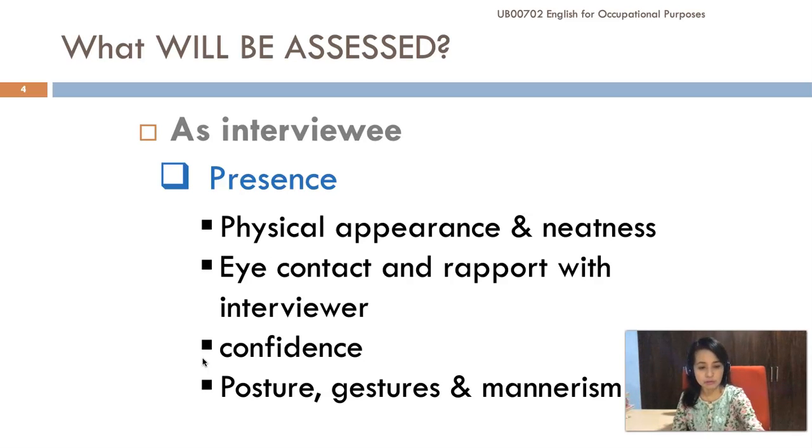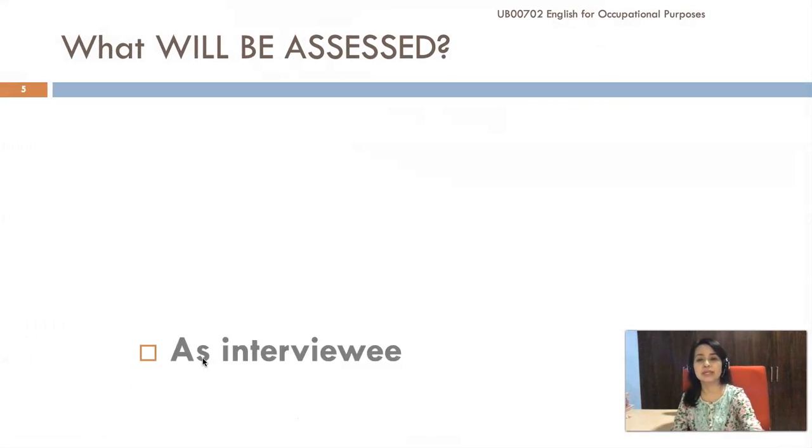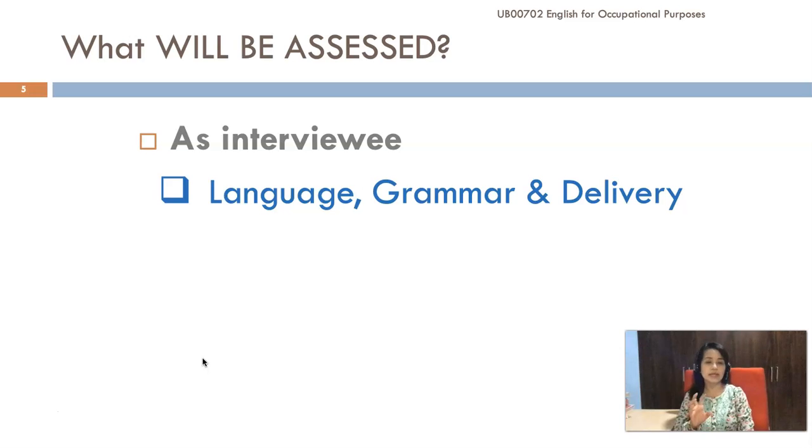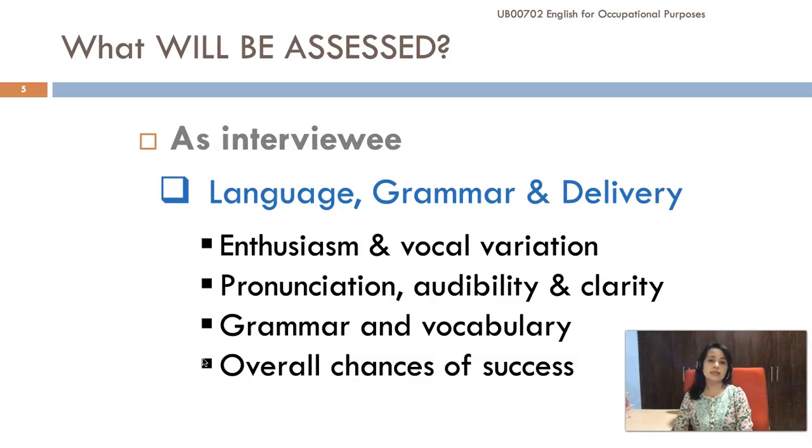And as part of the marks for you as an interviewee, we will also be judging you based on your language, grammar, and delivery. Of course, as you know, the course is focusing on English for the workplace, and therefore language, grammar, and delivery would be involved. Under this criteria, we will look at enthusiasm and vocal variation in terms of your delivery. English is, of course, a tonal language whereby you don't really speak in a monotonous way. Because of that, we will be looking at some of these components.